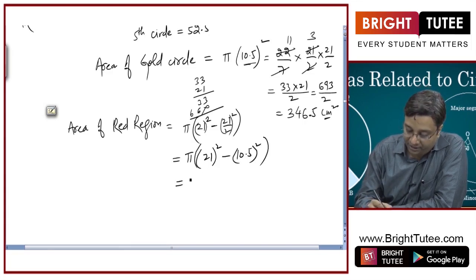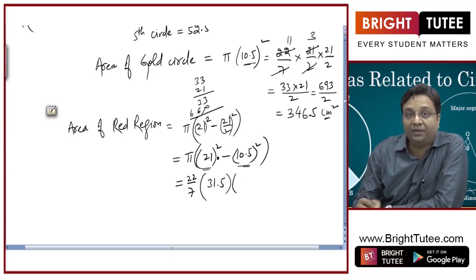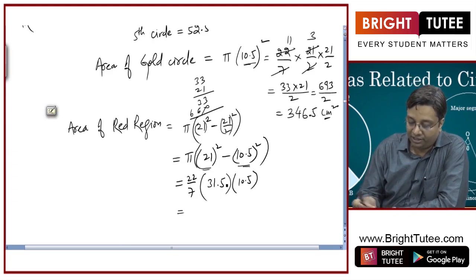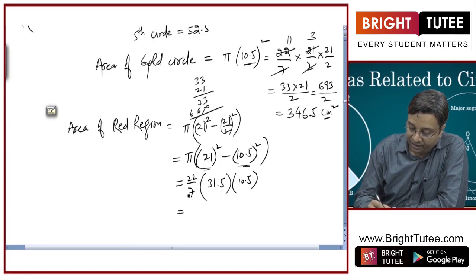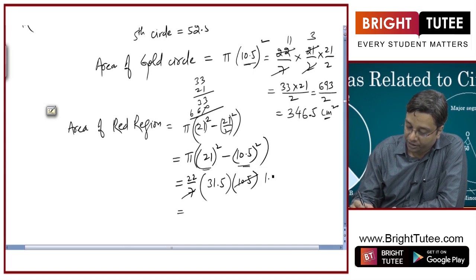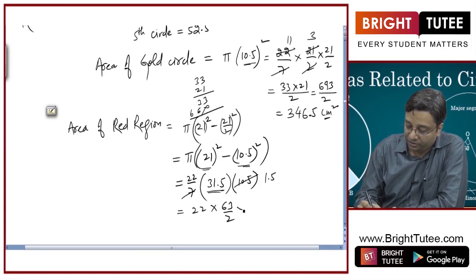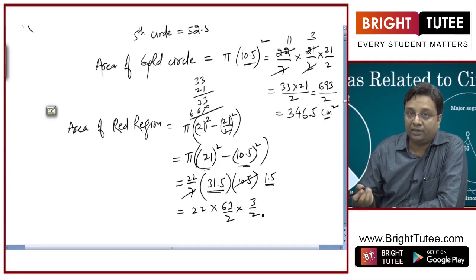Now just the calculation part is left. Pi can be taken as 22 by 7, and this is a squared minus b squared, so you can do a plus b into a minus b. 21 plus 10.5 is 31.5, into a minus b: 21 minus 10.5 is 10.5. Now you just need to multiply these and you will get your answer. So this 10.5 can be cancelled here, 1.5, right? Now you write this as 22 into, you can also write this as 63 by 2, you can write this as 3 by 2. Now you can calculate it.